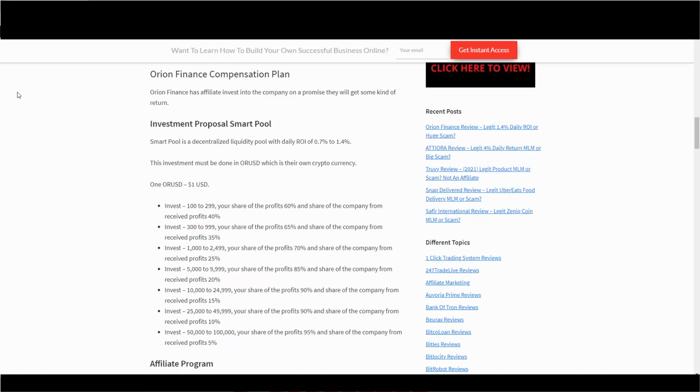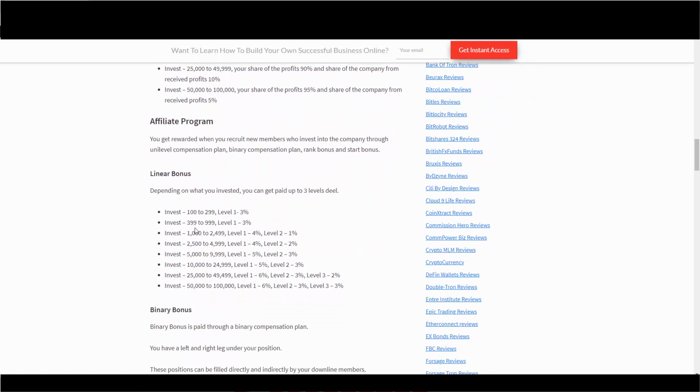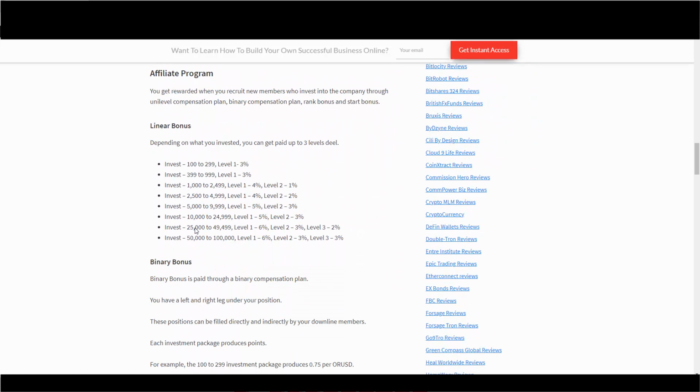Depending on what you want to do, you get perks depending on how much you invest. By the way, this blog post will be in the description box below, so you can take a look at this compensation plan. It is very long. If you invest 100 to 299 of these ORUSD, you get profit sharing, and the more you invest, the higher you get. They also have an affiliate program with many different bonuses.